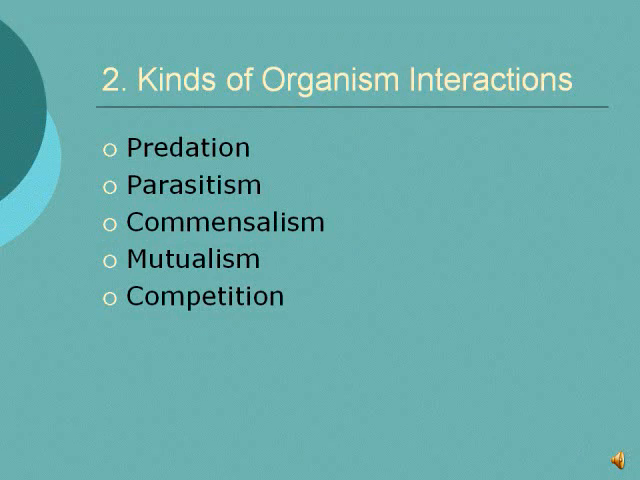Kinds of organism interactions. Okay, we're going to talk about predation. So that's going to be the predator and prey relationships. And then we're going to talk about symbiotic relationships. And symbiotic relationships are the parasitism, commensalism, mutualism. And then finally, we're going to talk about competition between a species in general and then a competition within the community.